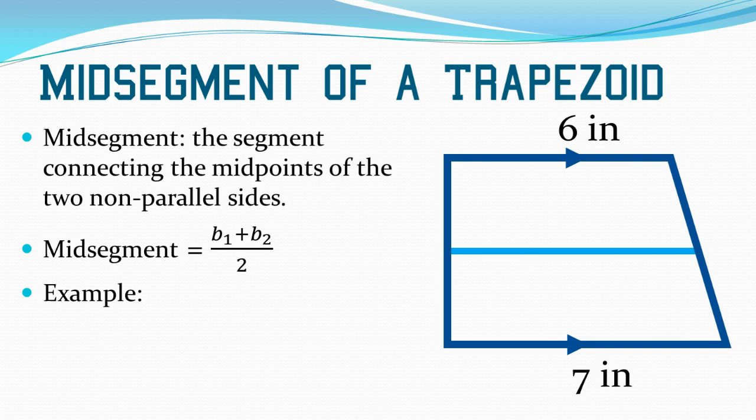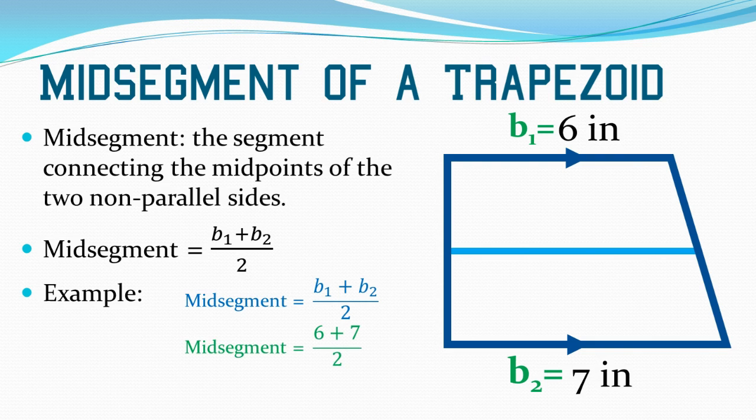So let's try a problem. In this case, my bases are 6 inches and 7 inches. I always start by writing out my formula. If it helps, label base 1 and base 2 on your diagram so you know exactly which values you're referring to when you substitute them into the formula.